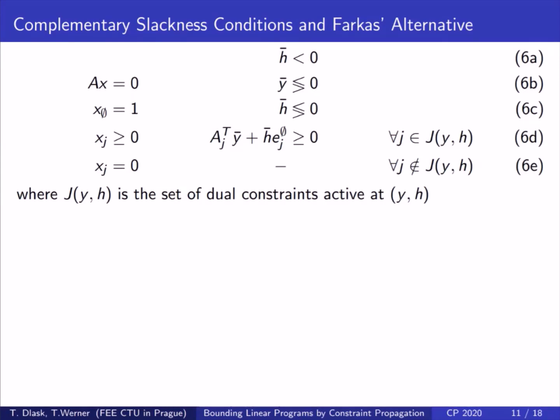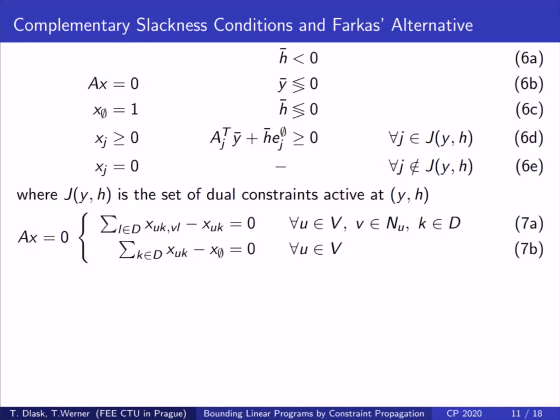Any vector satisfying this system is a certificate of infeasibility of the left-hand system and constitutes an improving direction from the current solution. We remark that even though the system 6 is not in the form of Farkas lemma presented previously, there are many variants of the lemma, each suitable for a system of inequalities and equalities in different form.